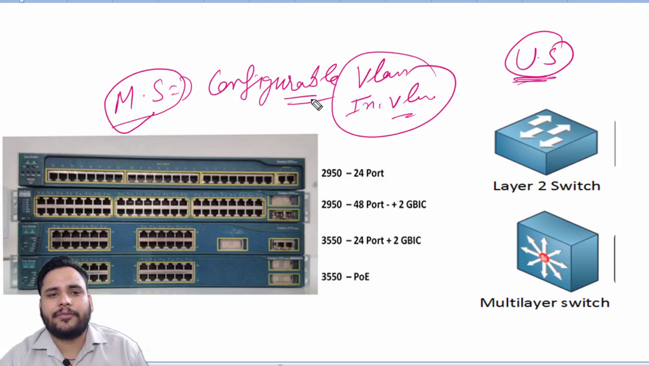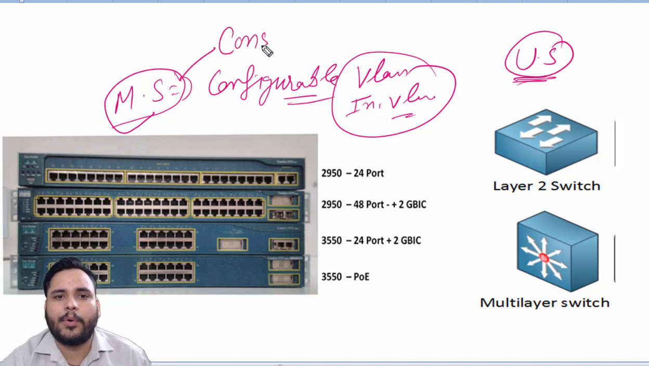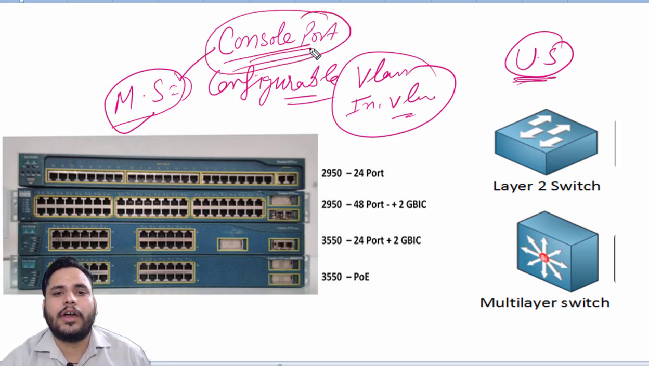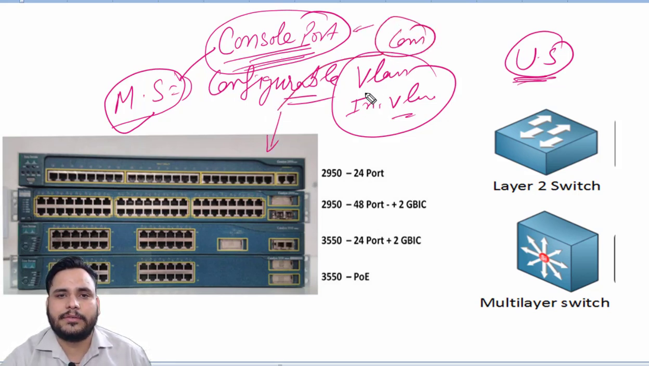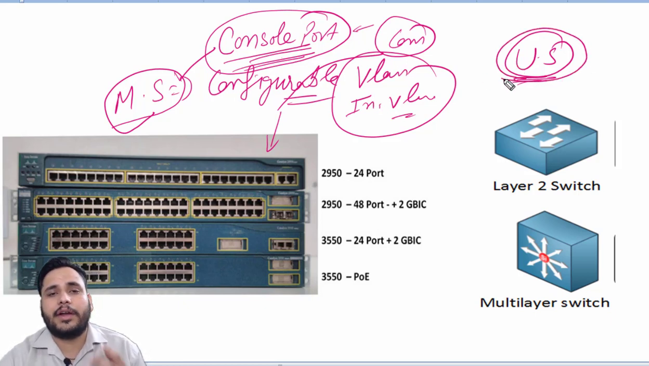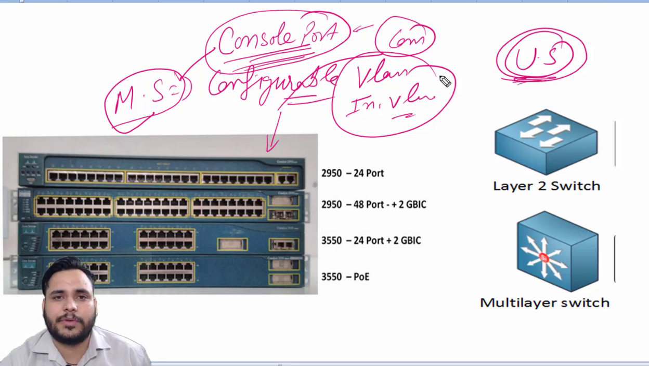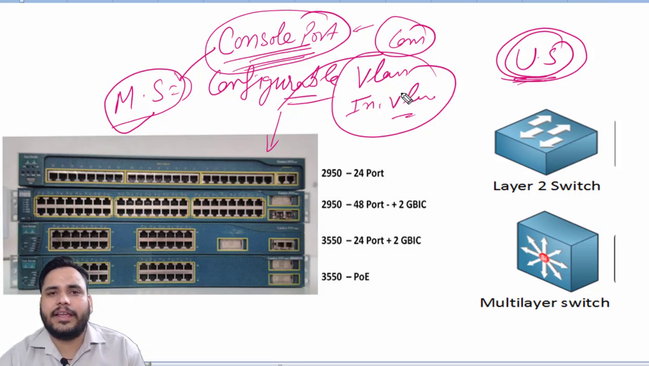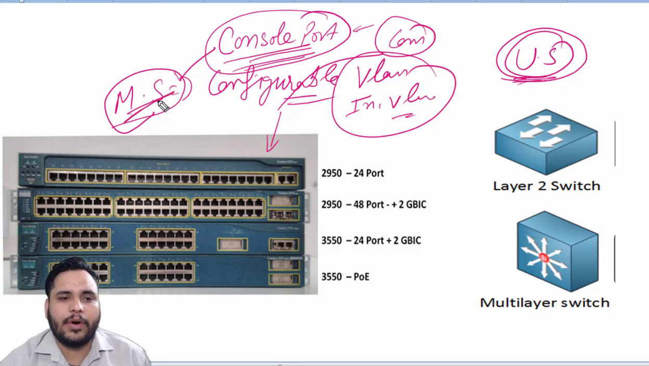The basic difference is that a manageable switch has a console port, like a router. We have discussed the console port. The console port is used for configuration. One end goes in the console port and the other end goes in the COM port of the computer. An unmanageable switch doesn't have a console port, so we are not able to configure it. In real companies, mostly they work on manageable switches for security.